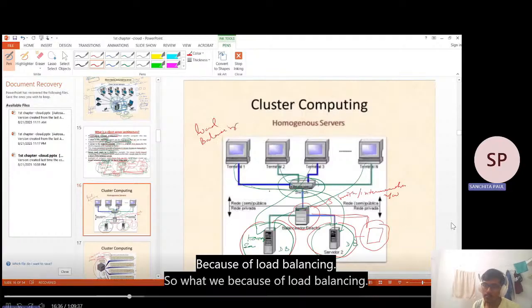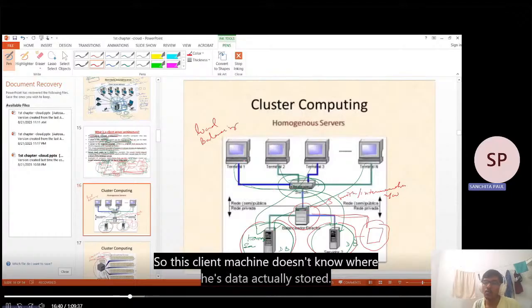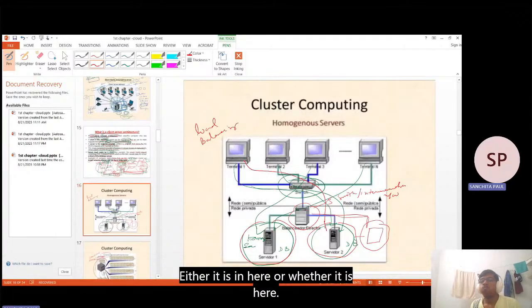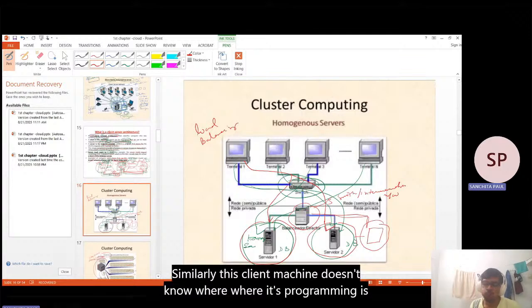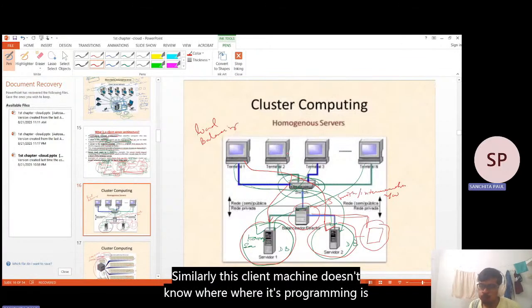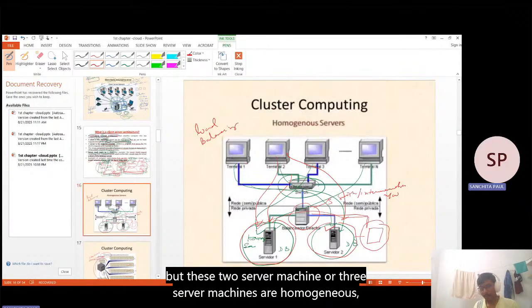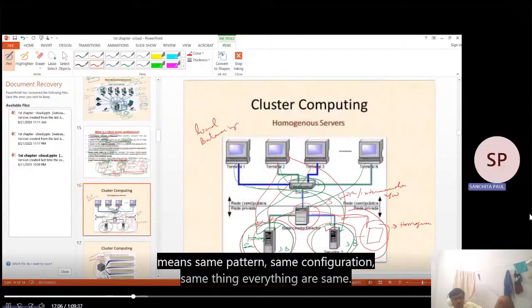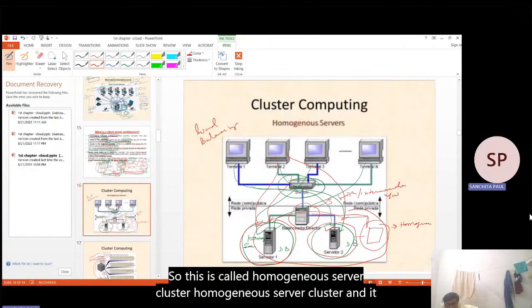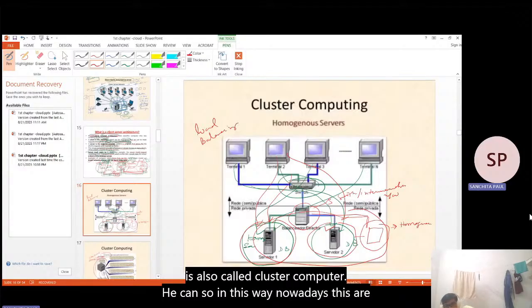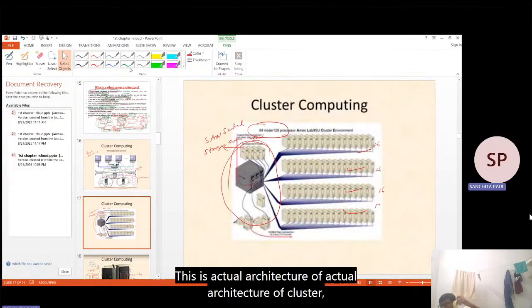Because of load balancing, this client machine doesn't know where its data is actually stored, either here or here. Similarly, this client machine doesn't know where its program is actually running, on this server machine or this server machine. But these two or three server machines are homogeneous, meaning same pattern, same configuration, everything is the same. So this is called a homogeneous server cluster, and it is also called a cluster computer. Nowadays these are coming in a rack. So this is the actual architecture of cluster computing.